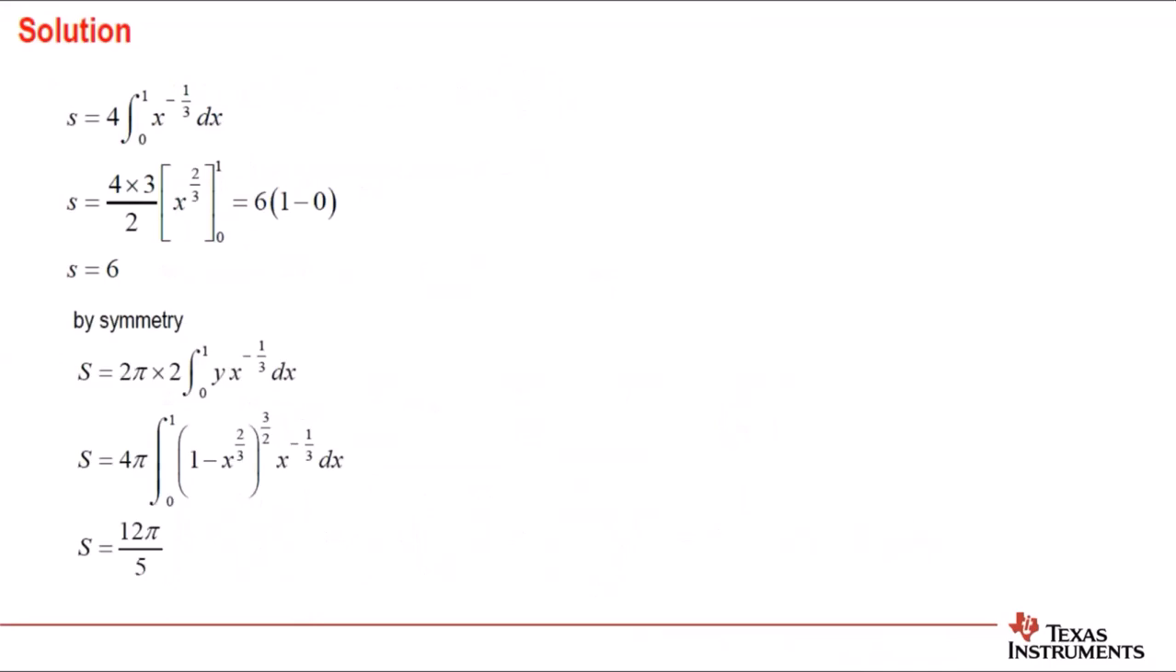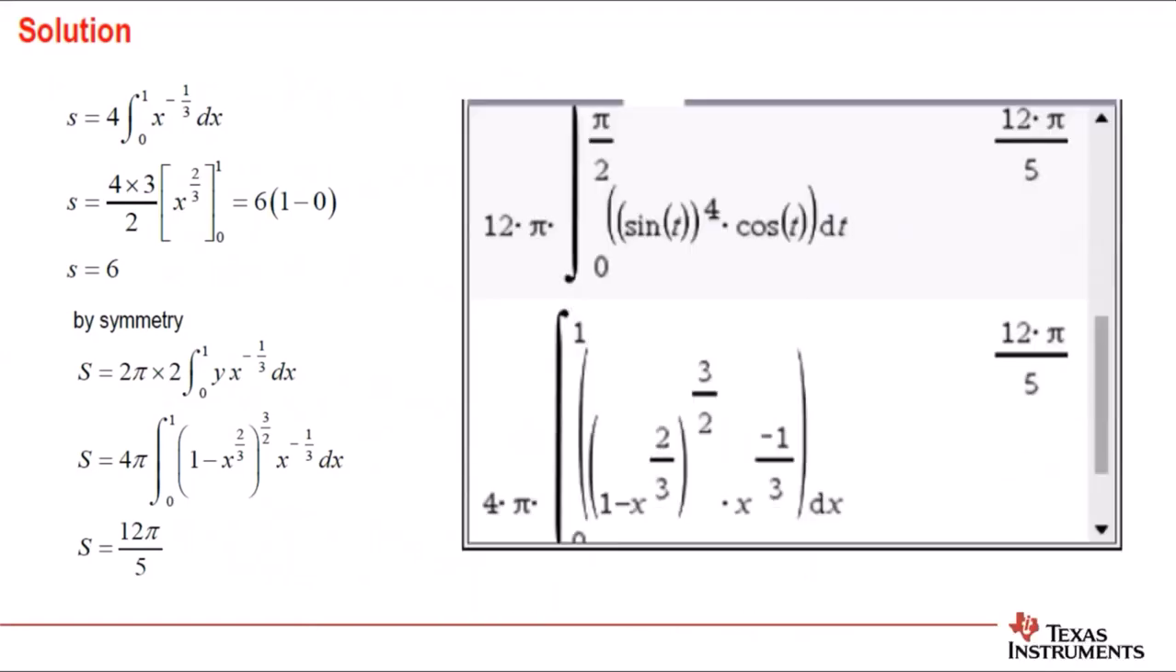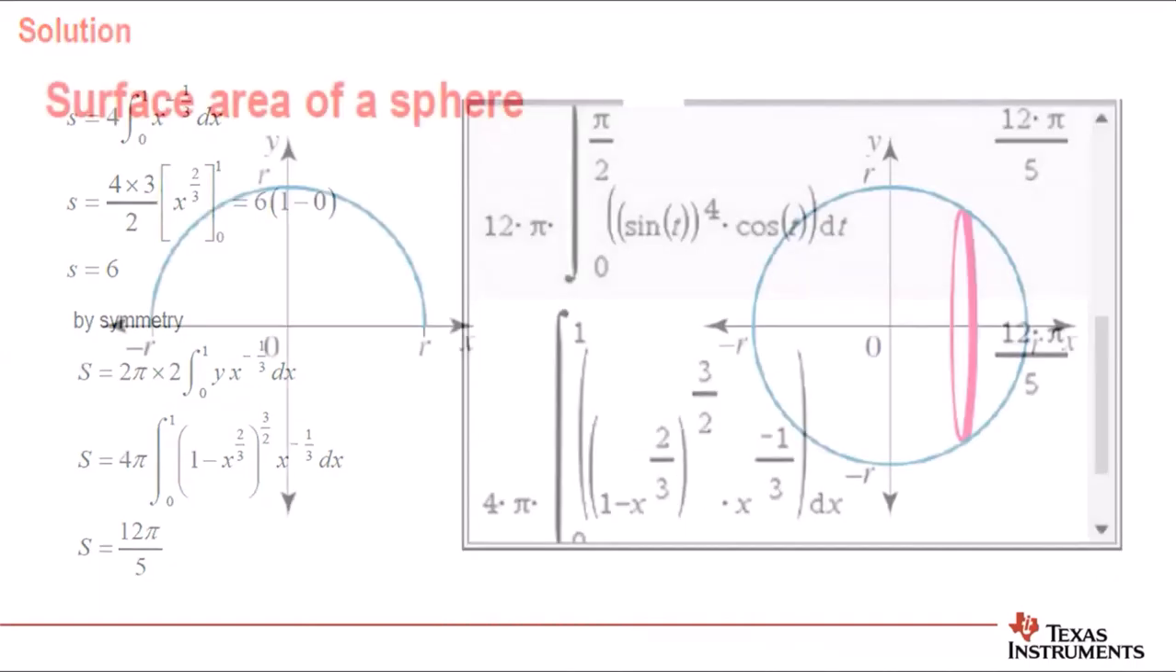Now, for the surface area, 4 pi between 0 and 1, 1 minus x to the 2/3 to the power of 3 on 2, which is y, times the arc length, or the integral for the arc length is x to the minus 1/3. You wouldn't think that that integral is actually going to be coming out to 12 pi on 5, but it actually does. So there's the screen dumps to show that those two values are the same.